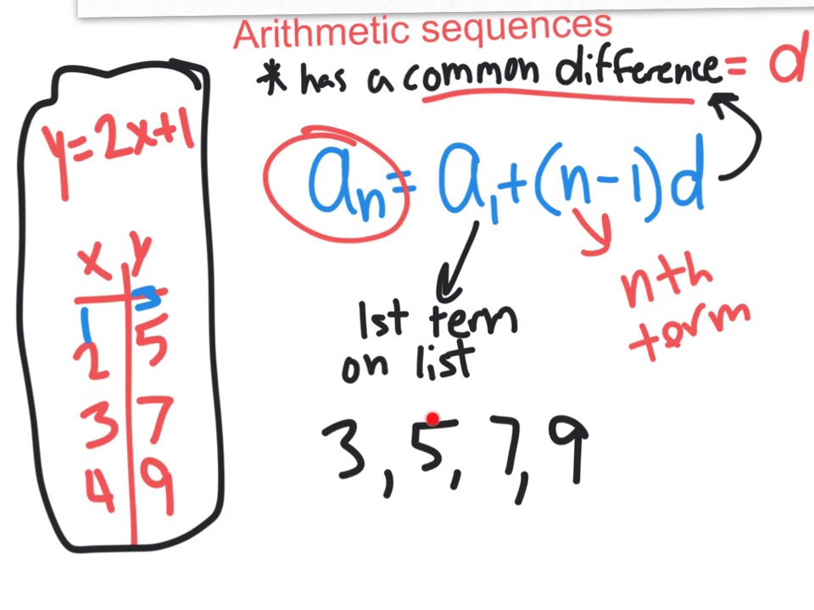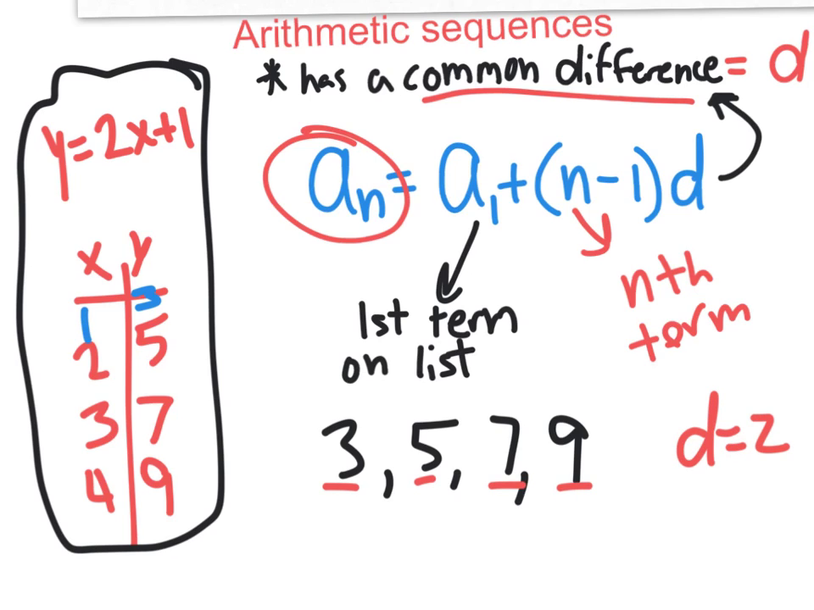So from 3 to 5, how did I get from 3 to 5? Adding 2. How do I get from 5 to 7? Adding 2. 7 to 9, adding 2. So there is a common difference. Ladies and gentlemen, the easiest way to calculate your common difference is to just take one number and subtract the one right before it. So 5 take away 3 is 2. 7 take away 5 is 2. 9 take away 7 is 2. So we know for a fact that the common difference is 2. You guys agree? Okay.